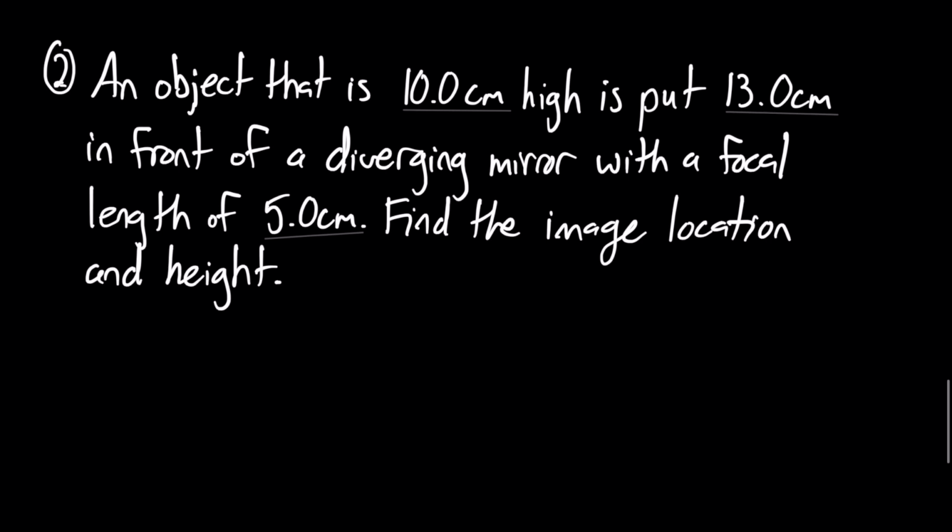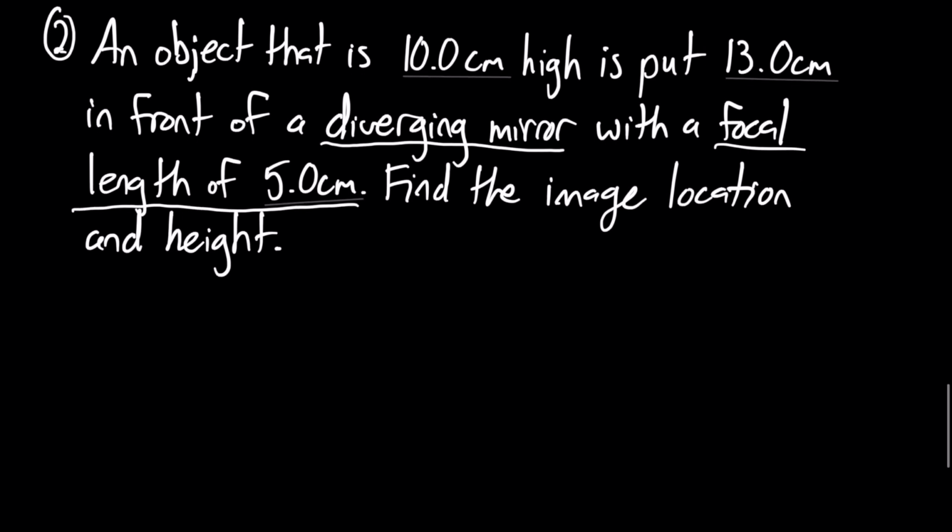So an object that is 10 centimeters high is put 13 centimeters in front of a diverging mirror with a focal length of 5 centimeters. Find the image location and the height. So this question is very similar. The main difference though is we have a diverging mirror, which is going to affect our focal length, right? Because diverging or convex mirrors will always have a negative focal length.